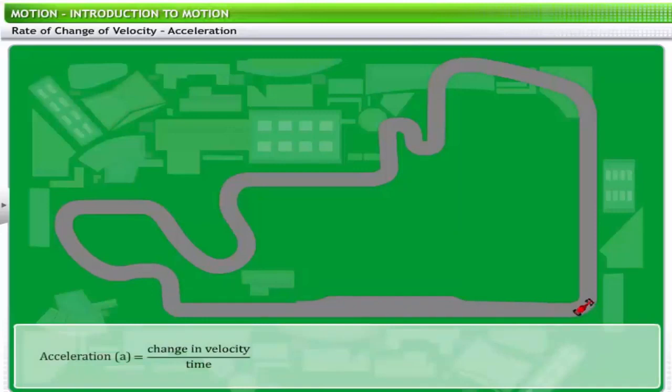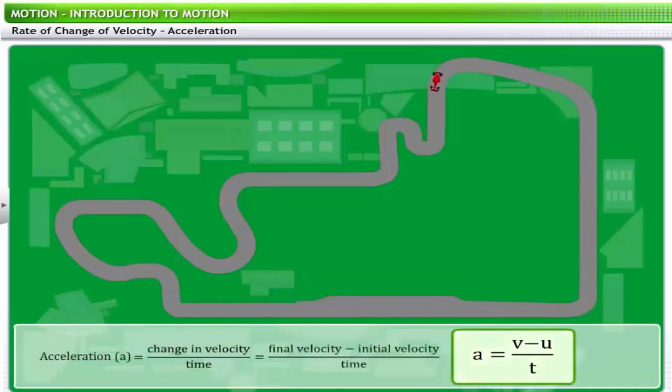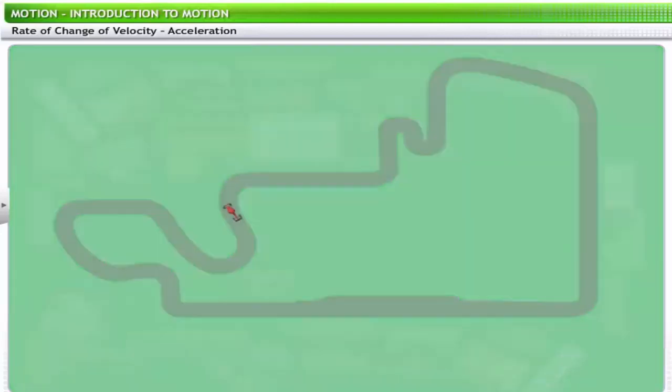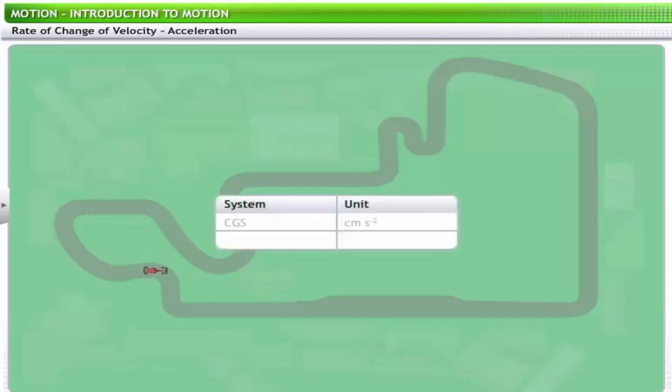Acceleration is the ratio of the difference of final and initial velocity to the time interval during which the velocity has changed. Acceleration is a vector quantity and is measured as centimeter per second square in the CGS system and as meter per second square in the SI system.